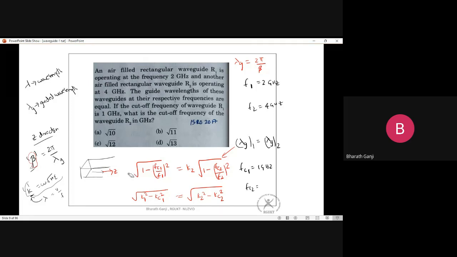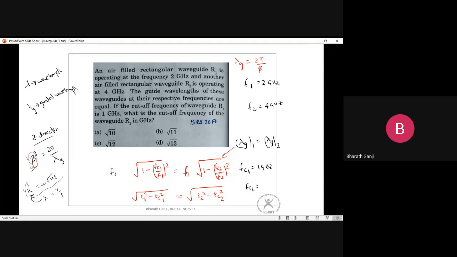So here also k1 I can write as 2 pi square root of mu epsilon naught, because both waveguides are air filled, they didn't give that the medium is different. So I get 2 pi f1 times square root of mu naught epsilon naught, and here also I get 2 pi f2 times square root of mu naught epsilon naught. So I can see that the square root of mu naught epsilon naught part and the 2 pi part cancel out in both cases. So you're left with an equation like this.